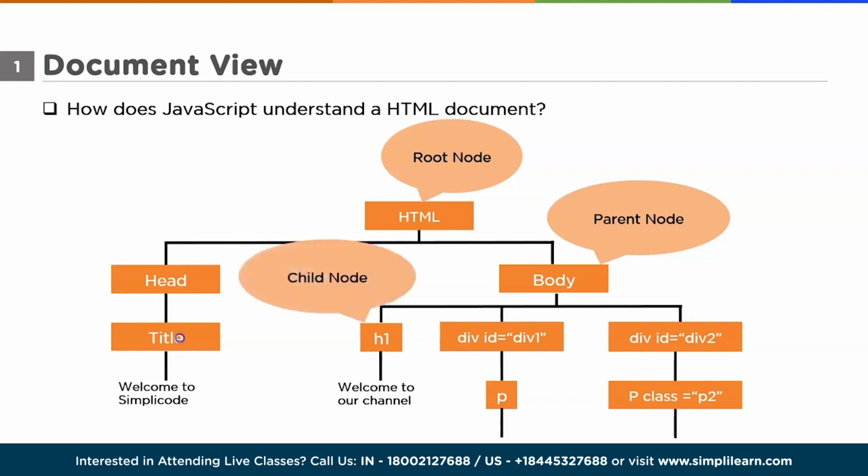Here you can see we have the h1 tag, and this h1 tag is a child node of the body tag. So these are all child nodes. We have h1, div, and then we have another div and title. They are all child nodes. Similarly, these div elements are also parent elements to these two child elements, right?